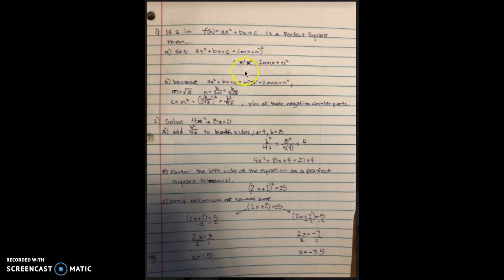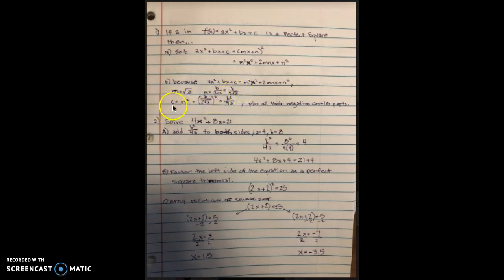Now, when we multiply that out, we get m squared x squared plus 2 times m times n times x plus n squared. So ax squared plus bx plus c equals m squared x squared plus 2mn times x plus n squared. M is equal to the square root of a, and n is equal to b over 2m, which is equal to b over 2 times the square root of a.